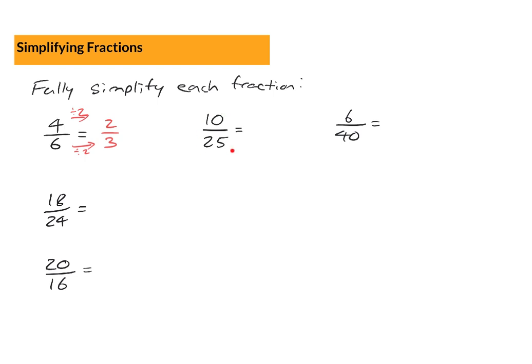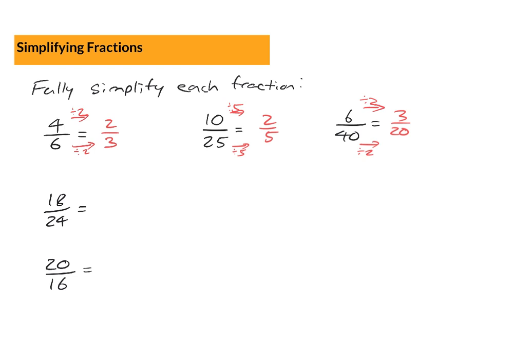Moving across, we've got 10 over 25. Both of those divide by 5. 5 is the biggest number that goes into both. So divide top and bottom by 5. I'm going to get 2 over 5, so 2/5. And then the next one here, I'm going to divide by 2, because both numbers are even. So I know they're going to clearly both divide by 2. That's going to give me 3 over 20. And that number then is in its simplest form.